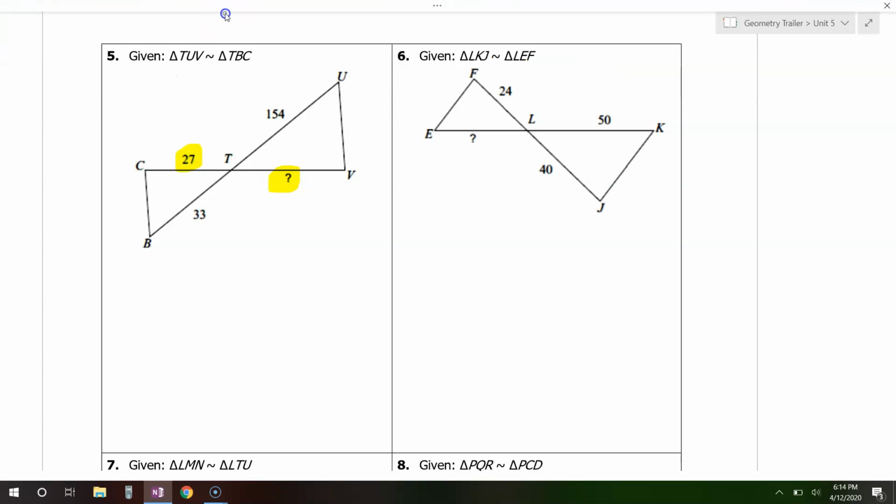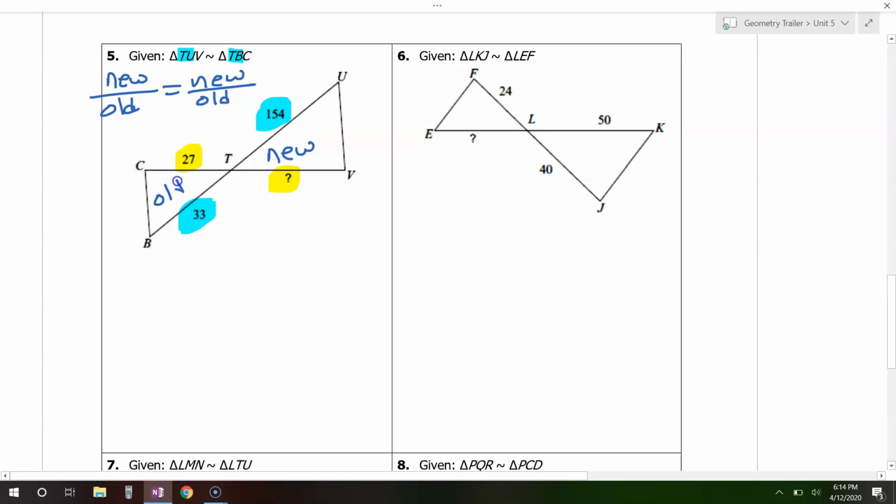All right, I see this 154. That's TU. TU is going to correspond with TB. Here's TB. So now we've matched up the corresponding sides. So remember, we're going to go new over old is equal to new over old. All right, I'm just going to call this one new, and I'm going to call this one old.